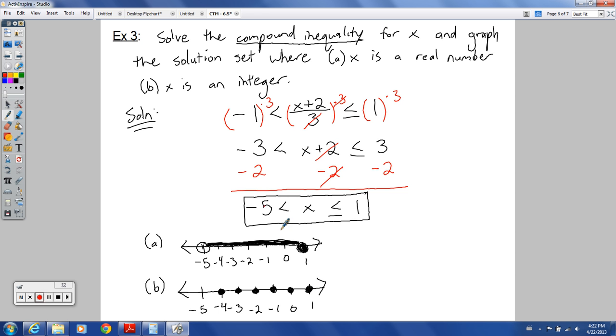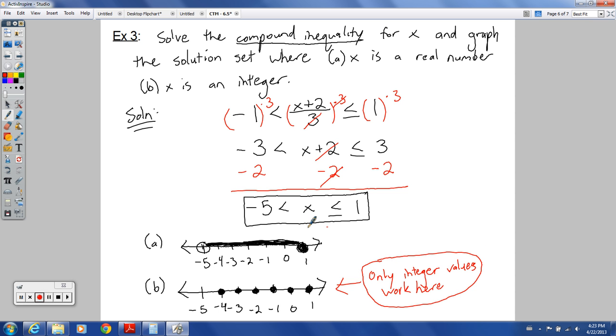Also, let's make a little note with this one, that only integer values work here. That's why we were just drawing specific dots rather than just shading in everything in between. So only integer values work here.